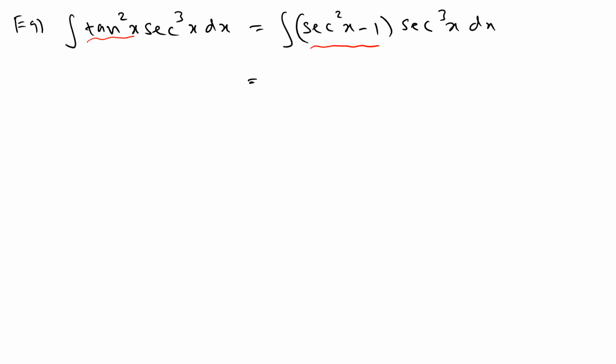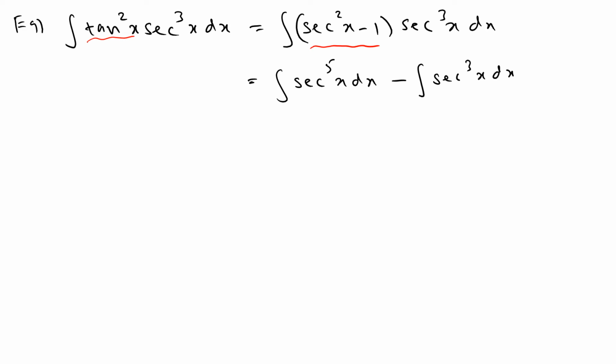Now we're going to multiply through. If you multiply the first one, you get secant to the 5th power x dx, minus, if you multiply the second one, secant cubed x dx. So that's what you get. Now we're going to use the secant formula twice.